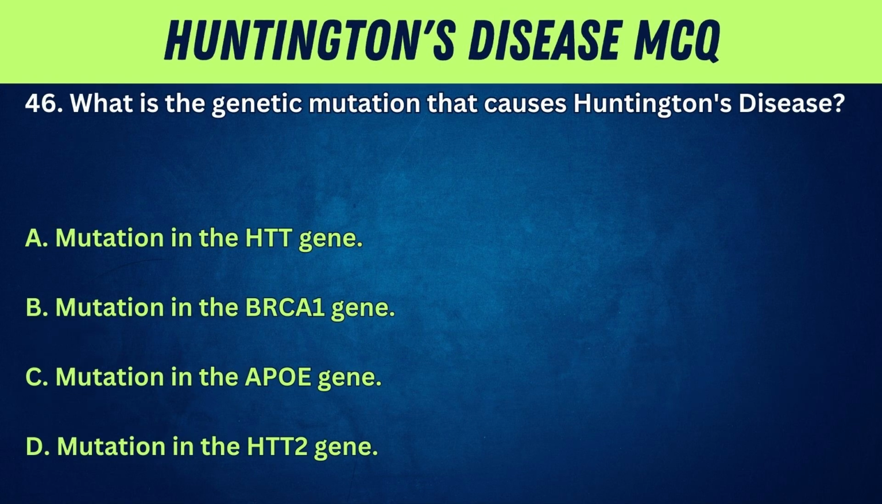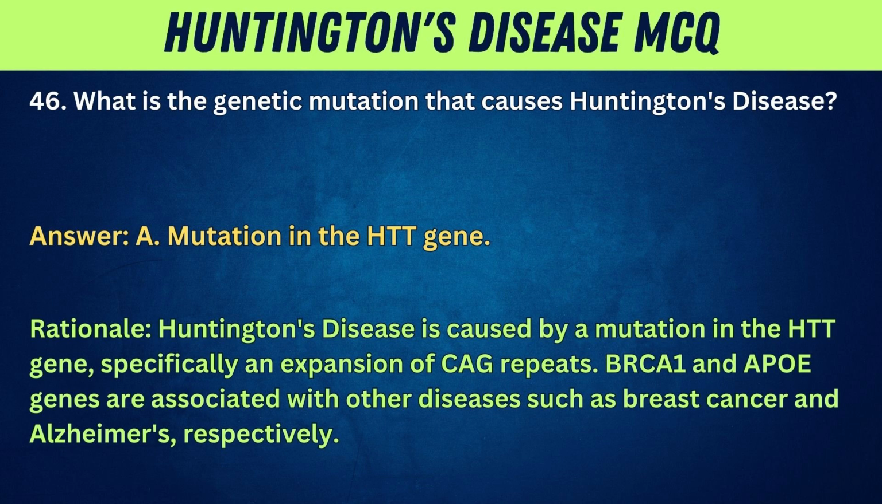46. What is the genetic mutation that causes Huntington's disease? A. Mutation in the HTT gene. B. Mutation in the BRCA1 gene. C. Mutation in the APO gene. D. Mutation in the HTT2 gene. Answer: A. Mutation in the HTT gene. Rationale: Huntington's disease is caused by a mutation in the HTT gene, specifically an expansion of CAG repeats. BRCA1 and APO genes are associated with other diseases such as breast cancer and Alzheimer's, respectively.